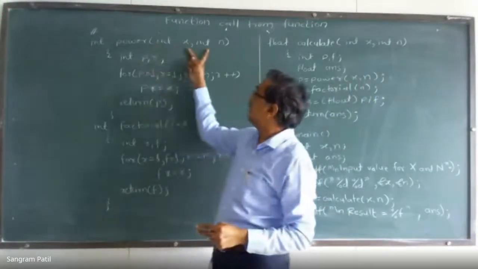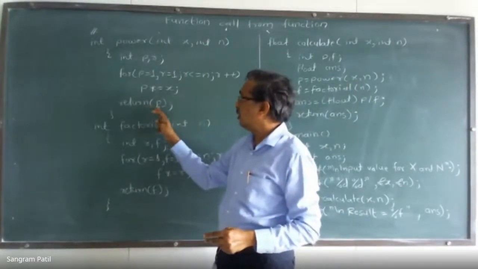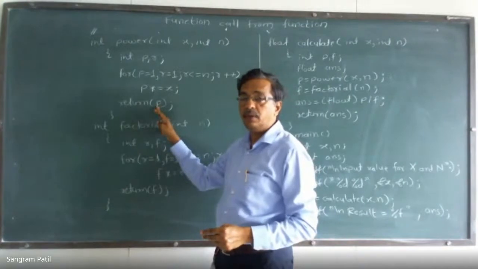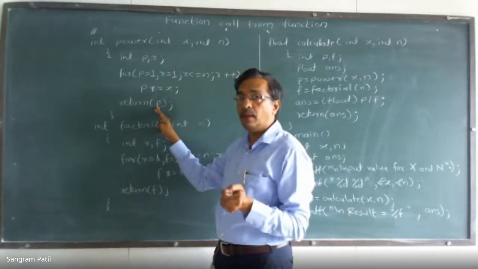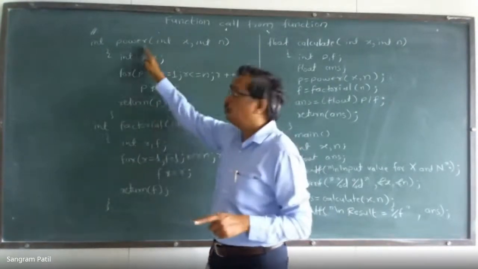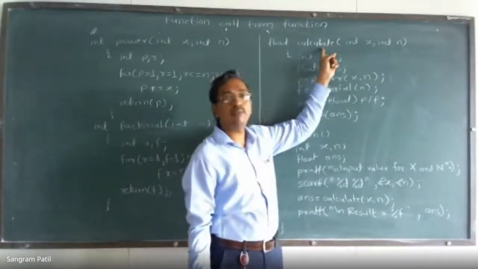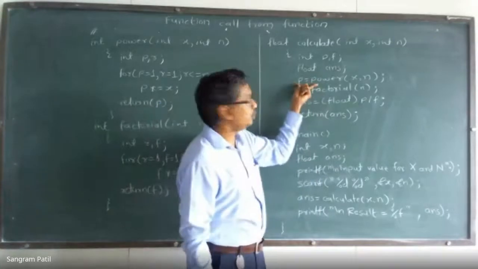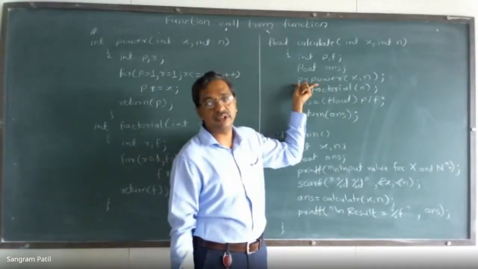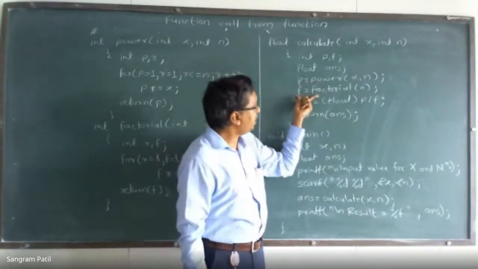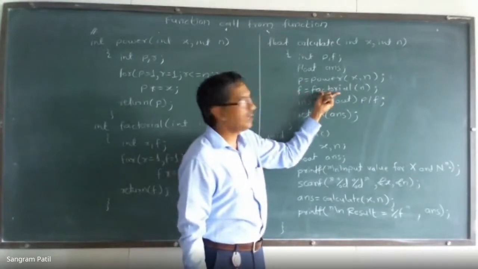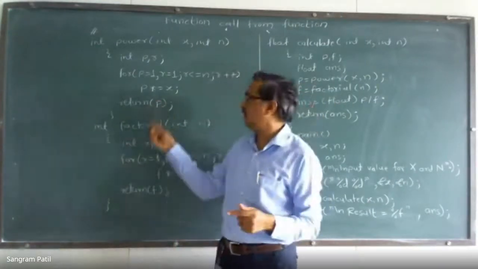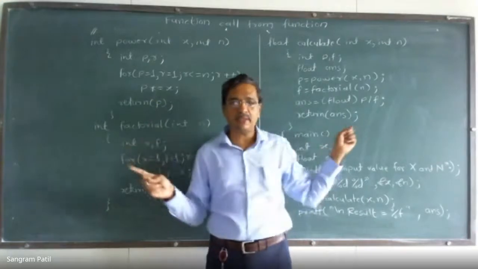So it passes the value of x and n. This x and n comes here. It will execute this program, return p. This p returns the value to the calling program. Now, which is the calling program? This power is called from calculate. So this value of p is given back to the calculate function. Then f equal to factorial. So from the calculate function, it goes to execute the factorial function. It is passing the value of n.